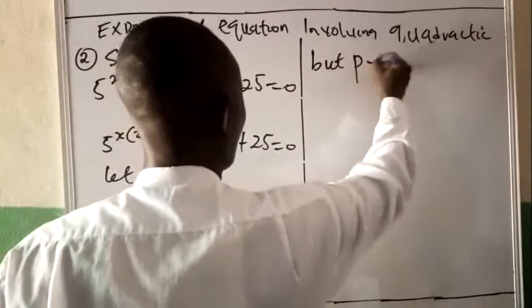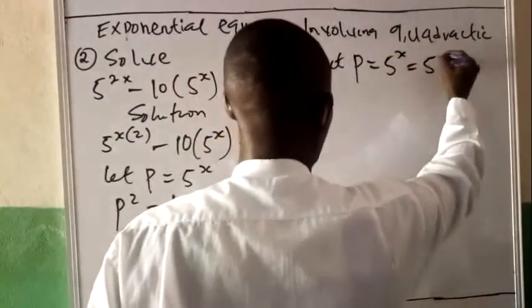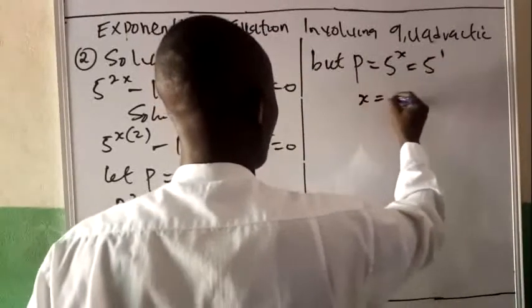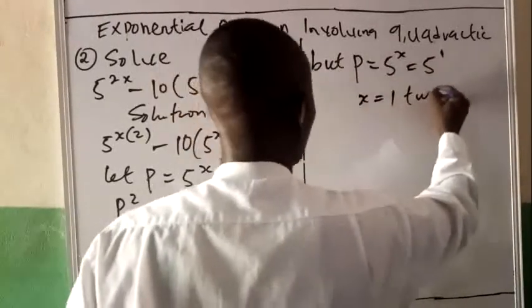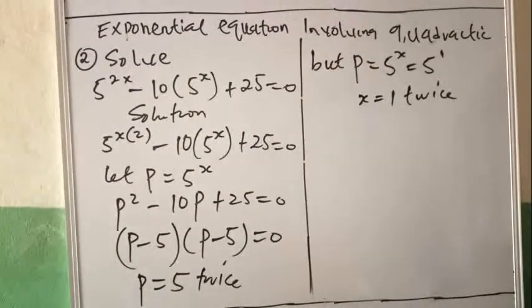But P is equal to 5 raised to the power of x, which is equal to 5 raised to the power of 1. x will be equal to 1. How many times? Twice. x will be equal to 1 twice.